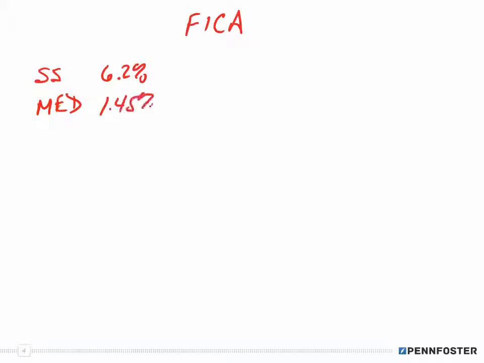Okay, FICA is Social Security and Medicare. Right? And we had said that Social Security was a percentage of 6.2% and Medicare was 1.45%. Okay, now here's the thing. That's 7.65% total, right?